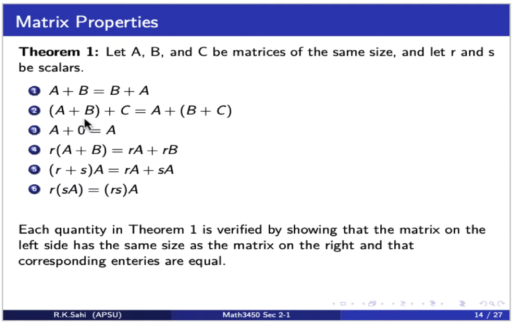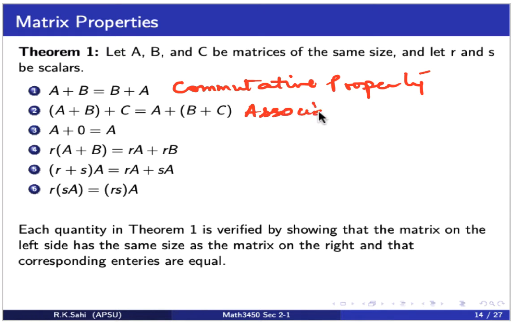So the very first property in this theorem says if I add A to B, it doesn't matter if I put A first or B first, it's the same. So this is called the commutative property. Okay, let's look at the next one. If I add three matrices A, B, and C, on the left-hand side we are grouping A and B together, then we add C. It's the same answer as if I group B and C together and then add A. This is called the associative property.